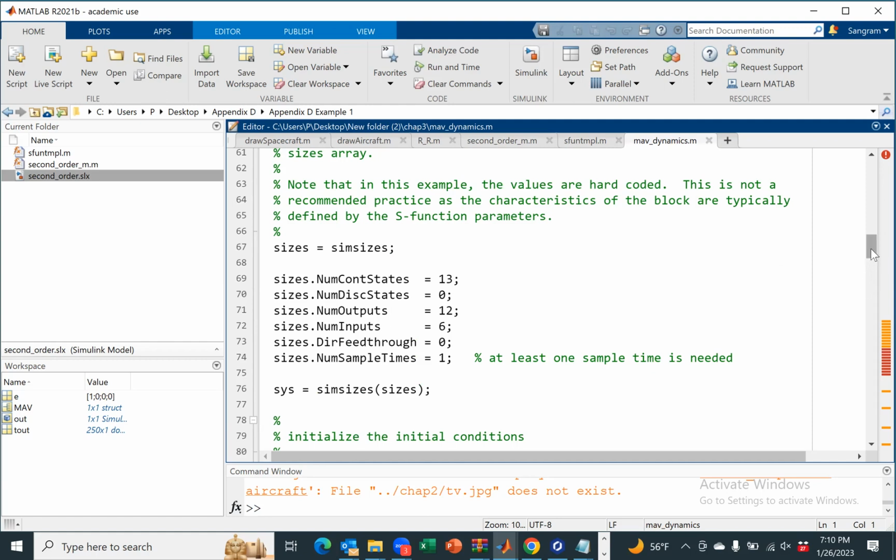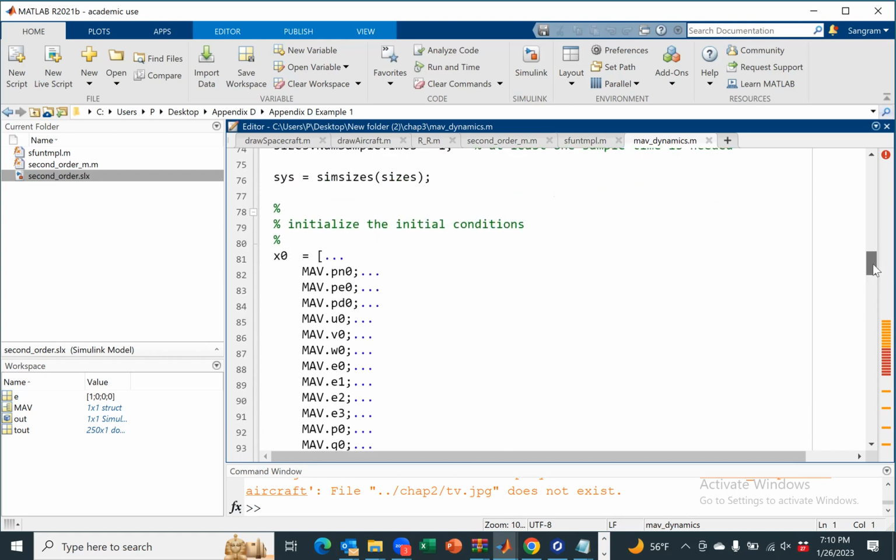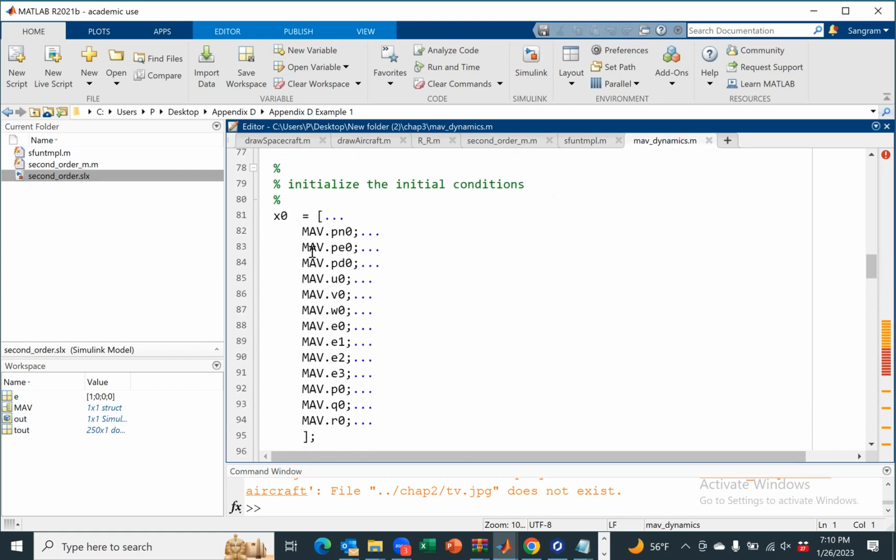And then when you go down, this is where your initial conditions come in. We are going to work in quaternions. So we have a north velocity, initial velocity. We have east velocity, down velocity, body velocity u, v, w, initial at time t equal to 0. And I have quaternions E0, E1, E2, and E3. Everyone understood this? These are the quaternions. And finally, I have P, Q, and R. Those are the angular velocities, initial values.